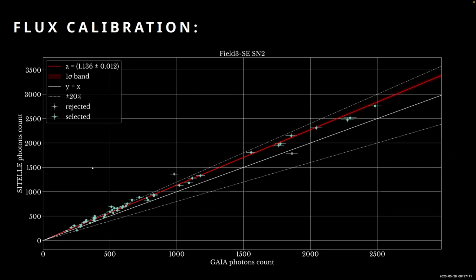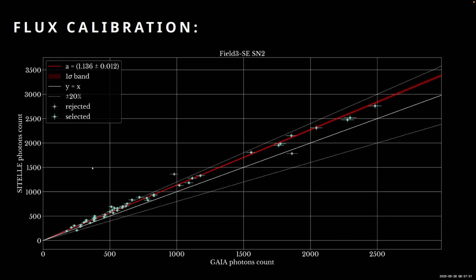So here's an example for one field of M33 in the SN2 filter. On the x-axis, you see the Gaia measurement, and on the y-axis, you see CTEL. So ideally, what we would really like to see is an x equals y line. That would mean the calibration is perfect. However, this is not the case.